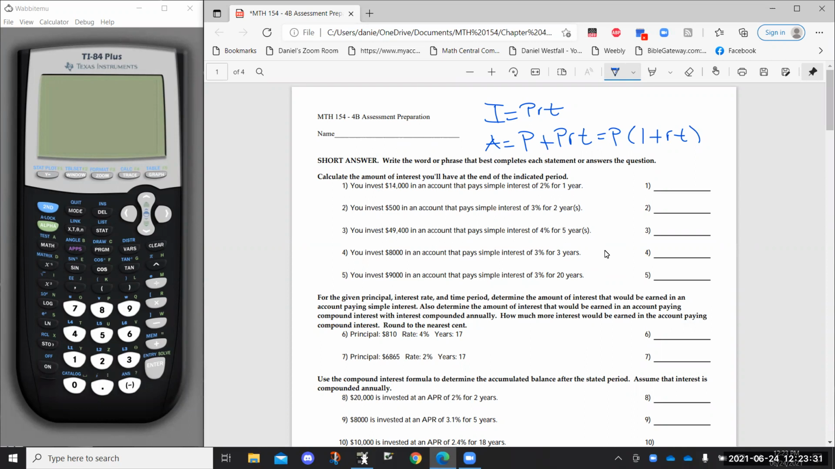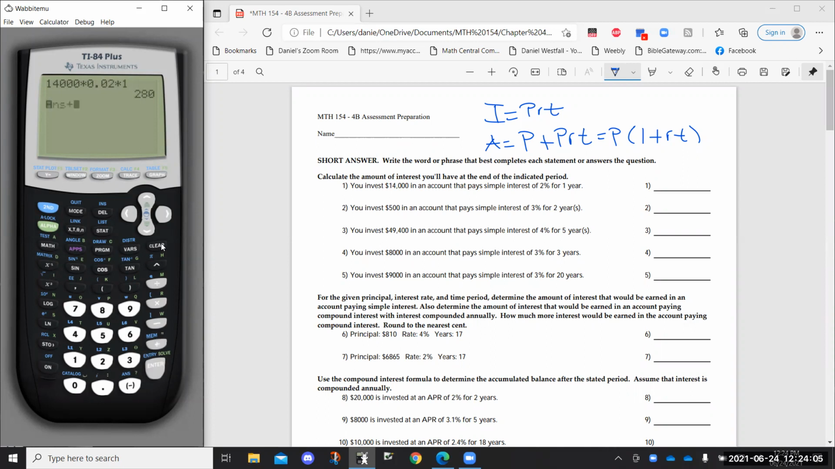Okay, so that's your total amount, or your balance. I'm going to let you do most of this calculator work in your calculator. I'll just show you how to use your calculator to do this. I'm just going to type in 14,000 times 2% times 1 year, and you get your answer of $280.